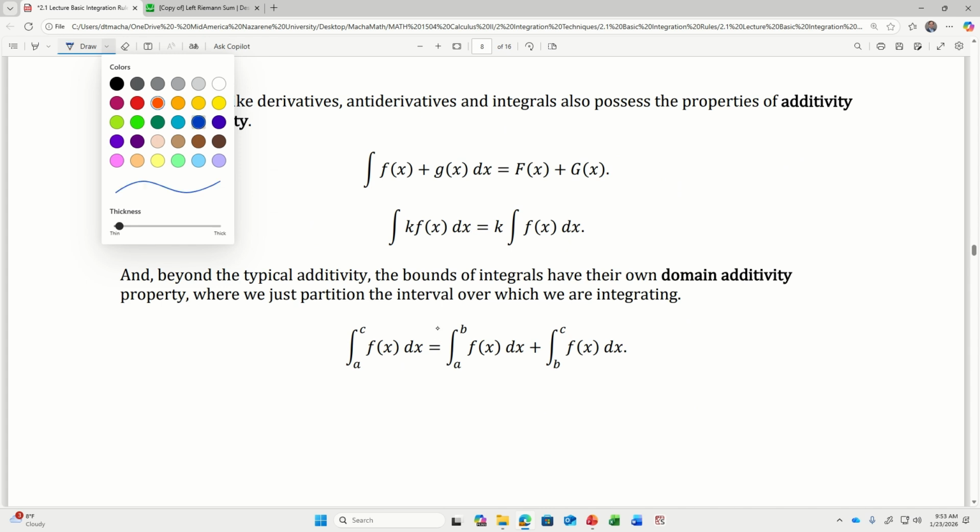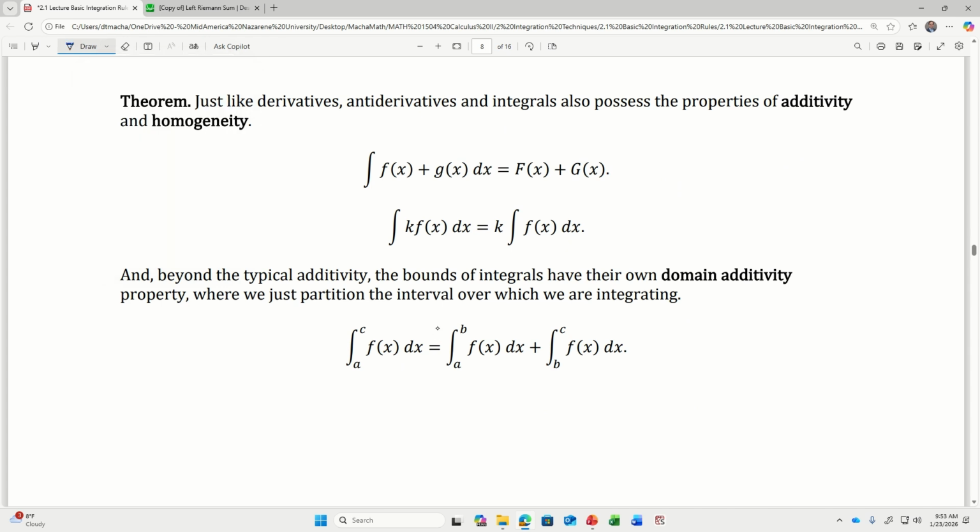Just like with derivatives, antiderivatives possess the properties of additivity and homogeneity. And so this is the property of additivity. Additivity means if I'm trying to take an antiderivative of a sum of two functions or a difference, right? This could be plus or minus. Well, then I can just take their antiderivatives separately and then add them together. That's super easy. Homogeneity is the next one.